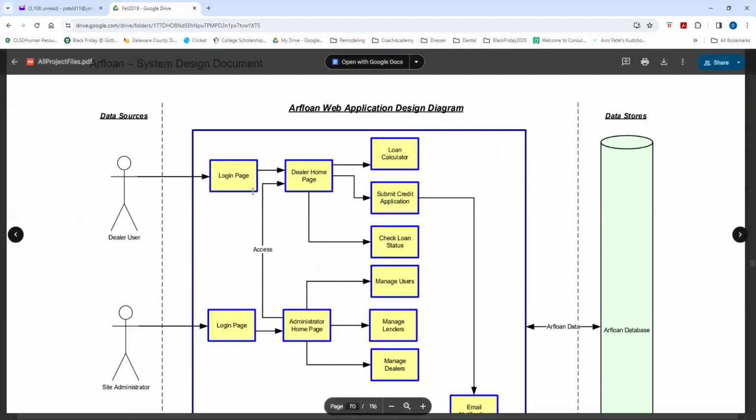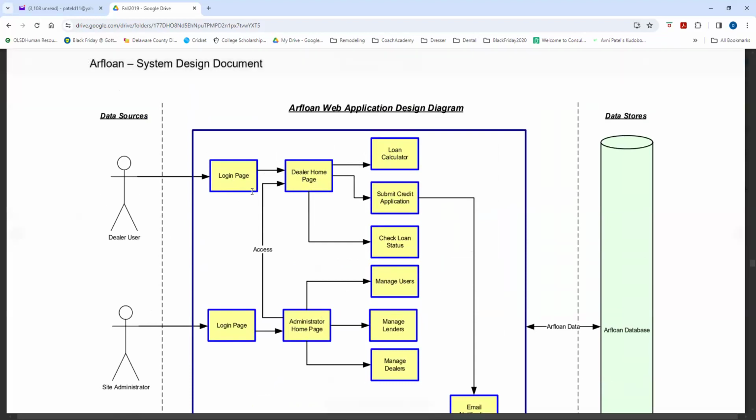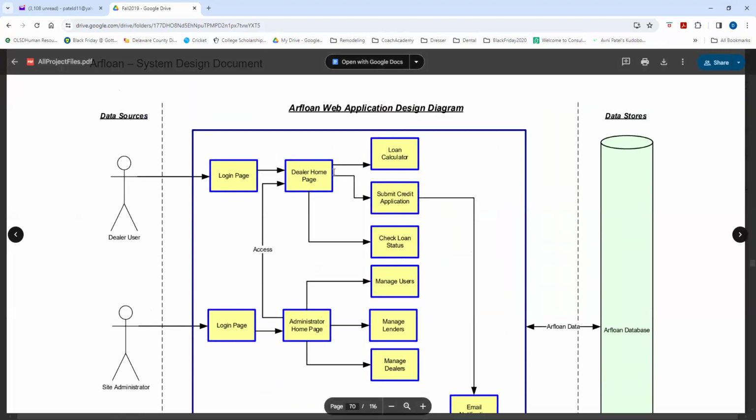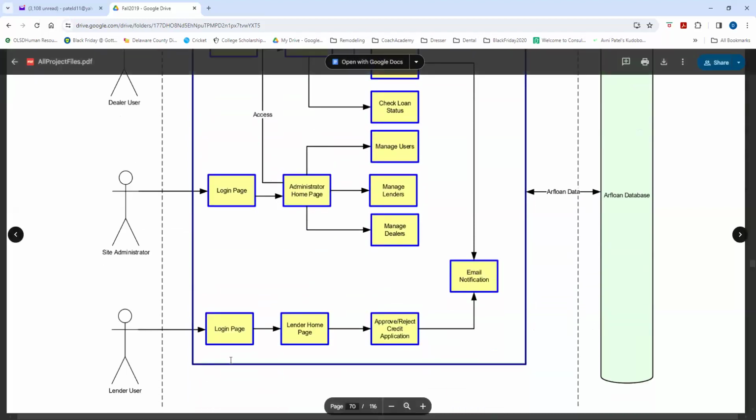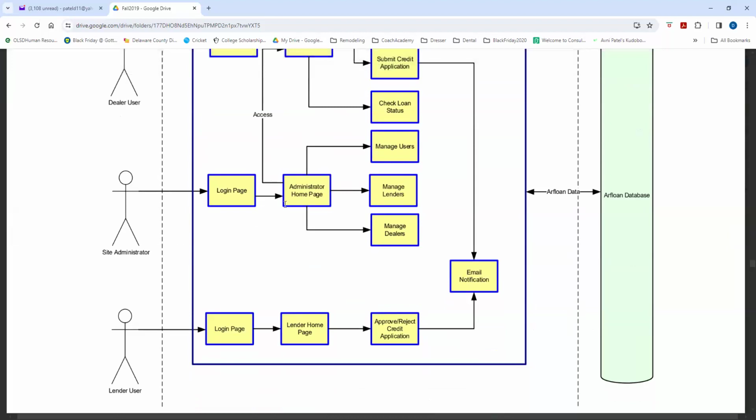So when I try to get into the system the first time, it's going to prompt me with the login page. And once I successfully log in, it's going to take me to the dealer homepage. And from there, I can access the loan calculation functionality, or credit application functionality, or checking the loan status functionality. So this gives you a page flow diagram of how the information flows into the system, and at what point all the different pages come into the system.